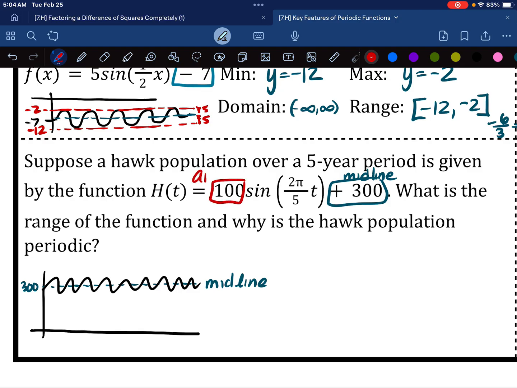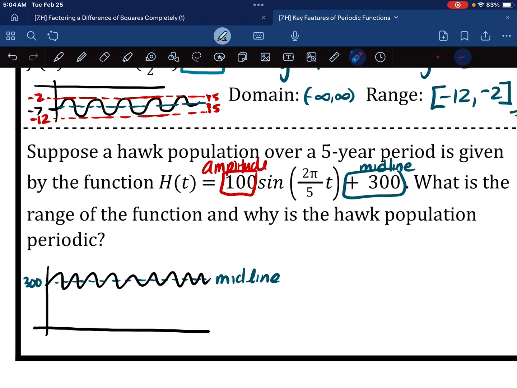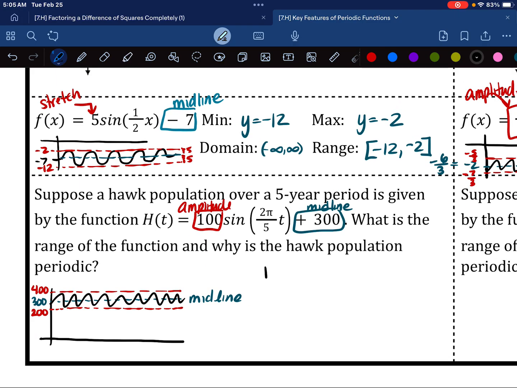And our amplitude is 100. So that's saying that on this 300, if I go up by 100, I'll reach my maximum. And that up by 100 would put me at 400. And to get my minimum, I would go down by that 100, which would put me at 200. So to answer this, my range would be from 200 to 400.